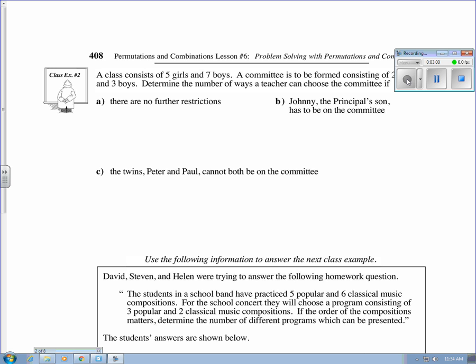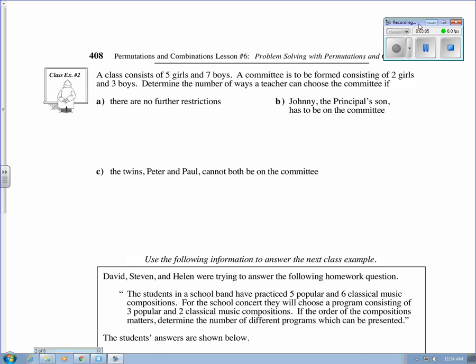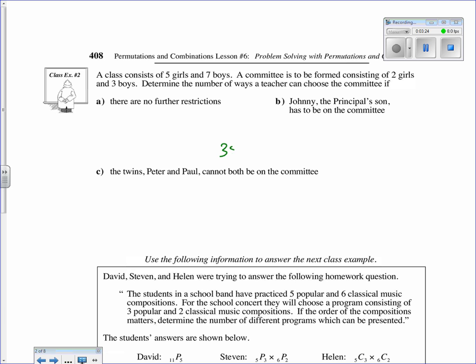So just talking through the setup of this committee. For a committee, choice doesn't matter, or arrangement doesn't matter. We just need to pick the people out of the groups, but we have to maintain the description of the committee, 2 girls and 3 boys. So if there are no restrictions on who's on the committee, I get to select 350 different ways. If Johnny, the principal's son, which we assume is a member of the boys in this grouping, has to be on the committee, then our choices go down to 150.